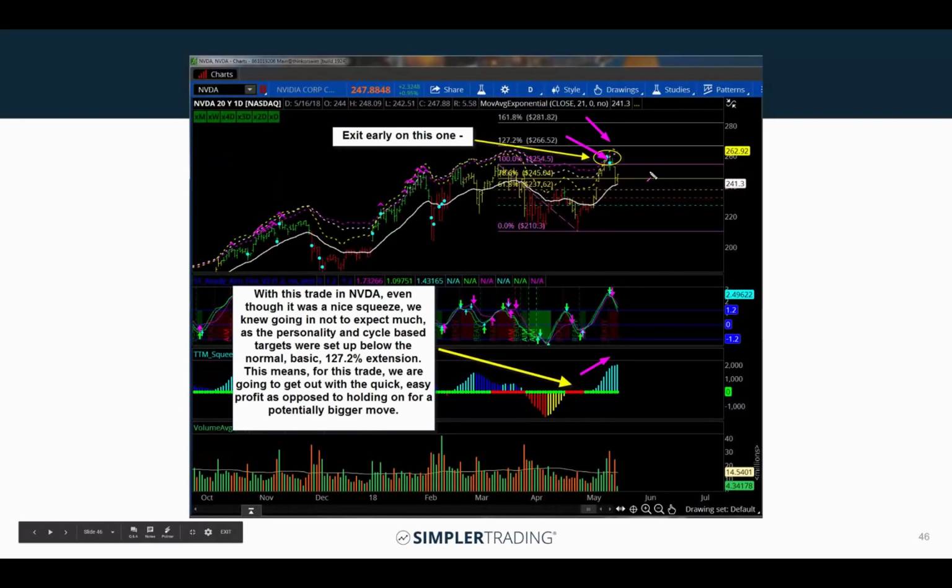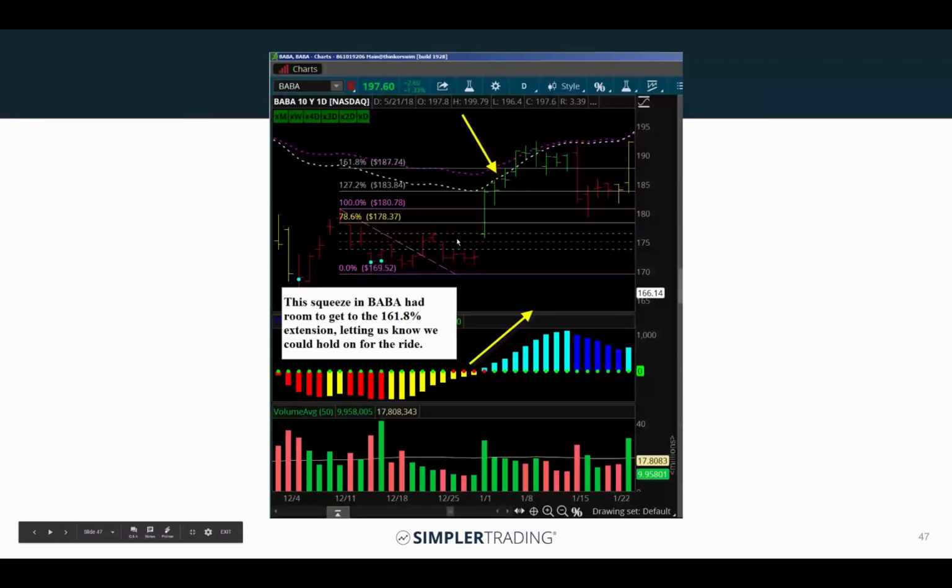And what's great about this is you're getting out, and yeah, it's a smaller profit than you would have had if you could have hit the 1272 extension. But when you're long options and you get a pullback like this, it's devastating. That was a $20 pullback. Nobody wants to hold through that.